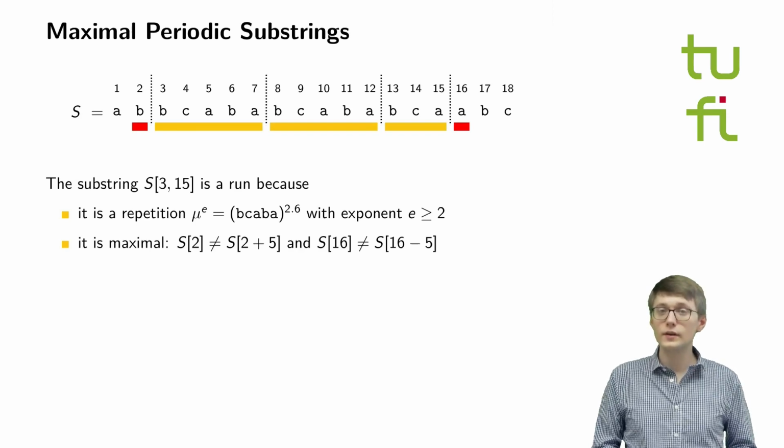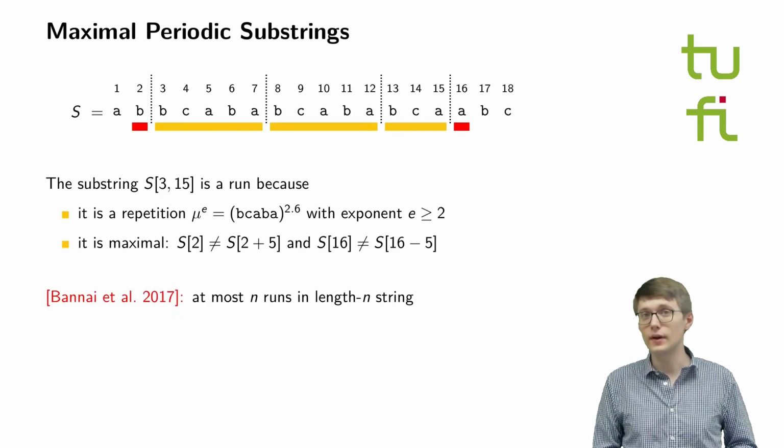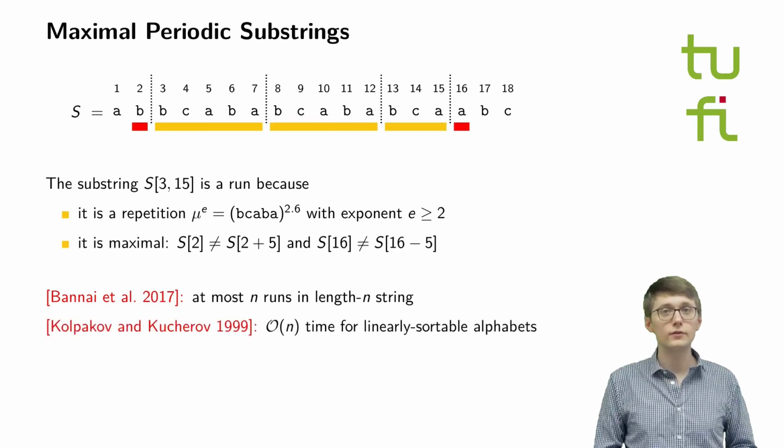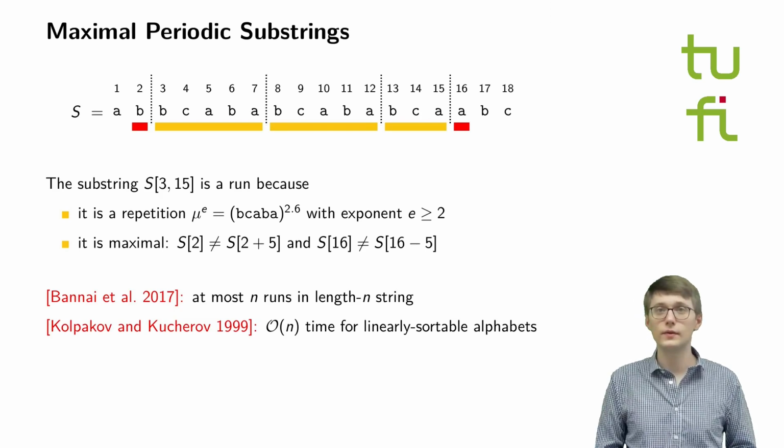Runs are a very fundamental way of capturing repetitiveness in strings, and as such they have been well studied in the past. Bannai and others show that any string of length n contains at most n runs. The first linear time algorithm to compute all of the runs in any given string was presented by Kolpakov and Kucherov over 20 years ago. However, the algorithm only works for linearly sortable alphabets.